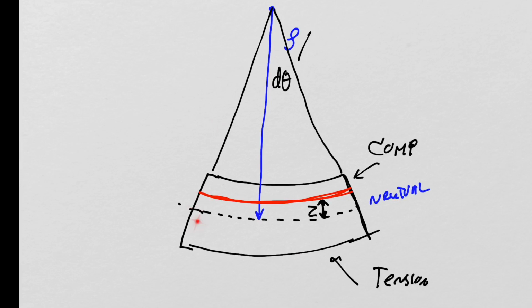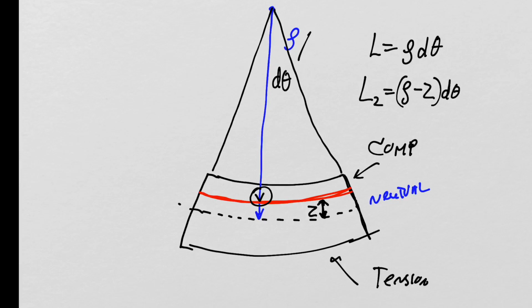So this small piece just subtends an angle d theta, and so the neutral length has a length of rho d theta. And the compressed part at z, let's say L at z, has a length of rho minus z, right? That's this distance. Rho minus z is just the distance up to that part, but it's still times d theta.